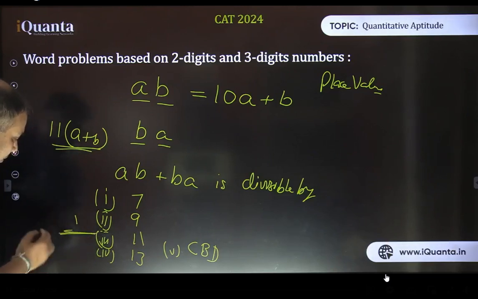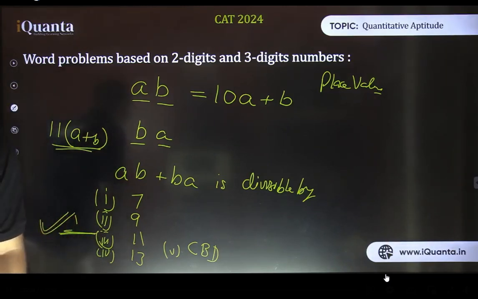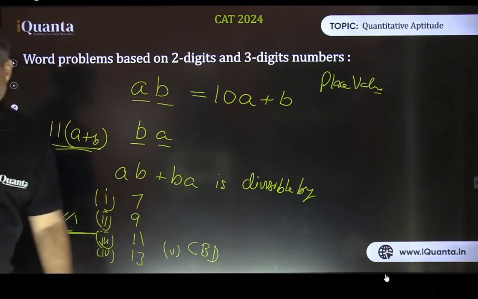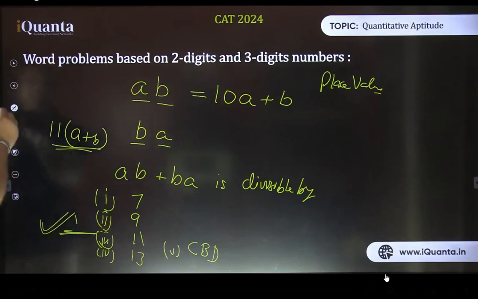So it is not "cannot be determined", it can be determined. Whatever be the value of A and B, it doesn't matter. AB plus BA is certainly going to be divisible by 11. Fine. Okay, one more question. I'm just making one more variation here.